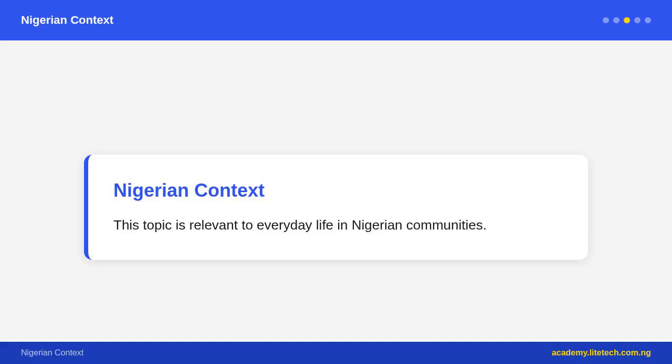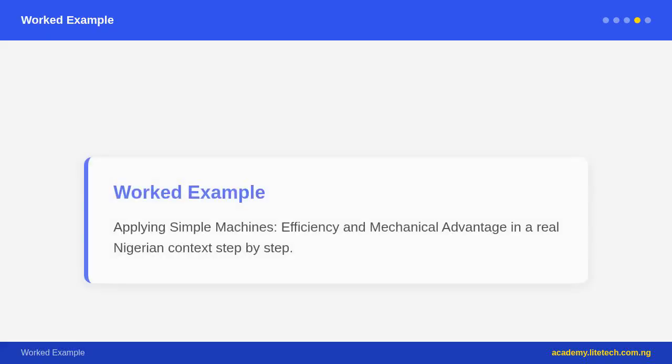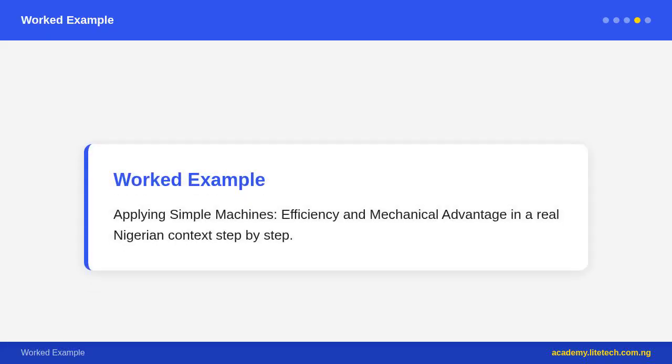Example calculation. A machine uses an effort of 200 N to lift a load of 600 N. The effort moves through 3 m while the load moves through 0.8 m. Calculate MA, VR, and efficiency. MA equals load/effort equals 600 divided by 200 is equal to 3. VR equals D_E/D_L equals 3 divided by 0.8 is equal to 3.75. Efficiency equals MA/VR times 100% equals 3/3.75 times 100% equals 80%.